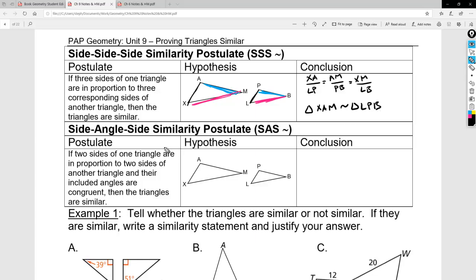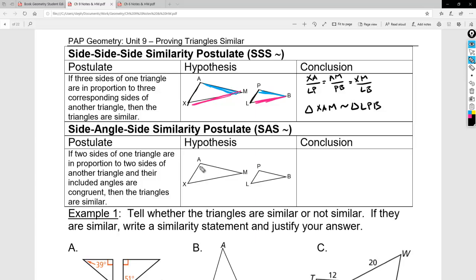Okay, similarly, we have the side angle side similarity postulate. So kind of same thing. If we have two sides that are in proportion to one another between two different triangles and they have a congruent angle in between those two similar sides, okay, those corresponding sides, the angle must be in between them, then we can say that those triangles are also similar.